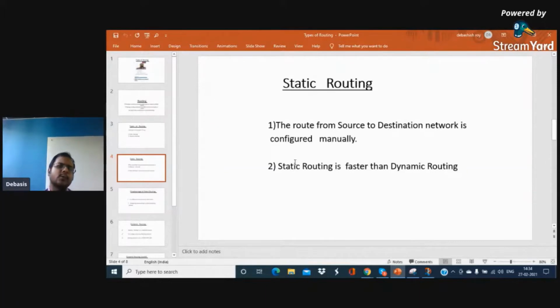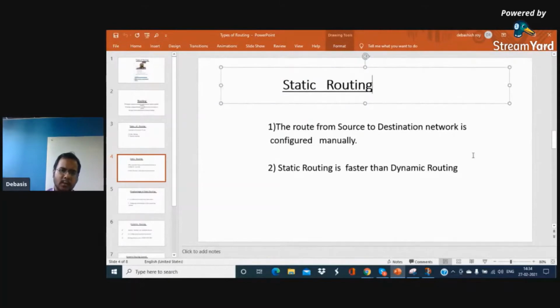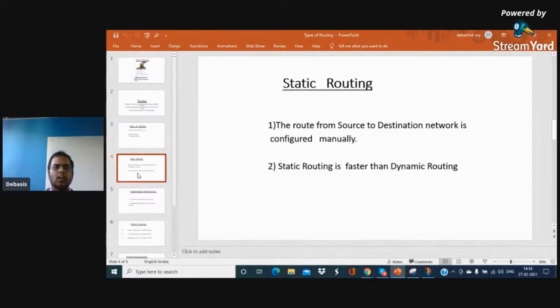The route from the source to the destination network is configured manually in the case of static routing. What does it mean? It means that if you want to send a packet from source A to destination B, you need to configure the route manually from the source to the destination network. The entire route you have to configure manually, and the router will route the packet through that route only.